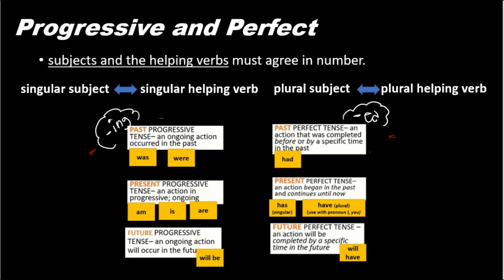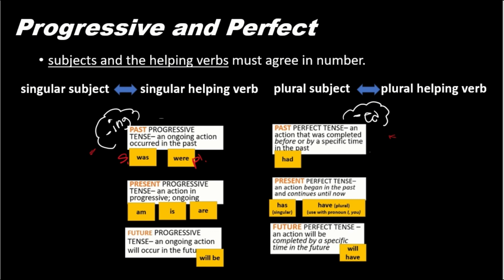And so it's important that if your subject is a singular subject, like I, he, she, it, you're going to want to use that singular helping verb. And the singular verb is going to be on the left. Was is singular, were is plural. Same thing with am and is. Those are both singular. Are is going to be plural. Will be can be used with both singular and plural.